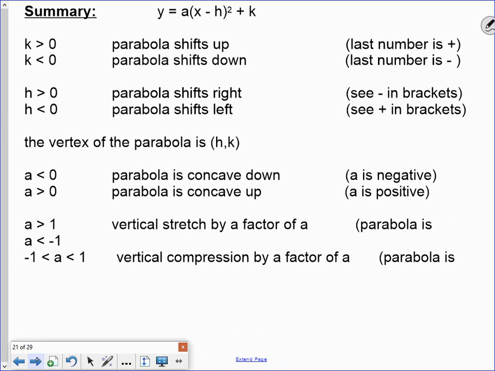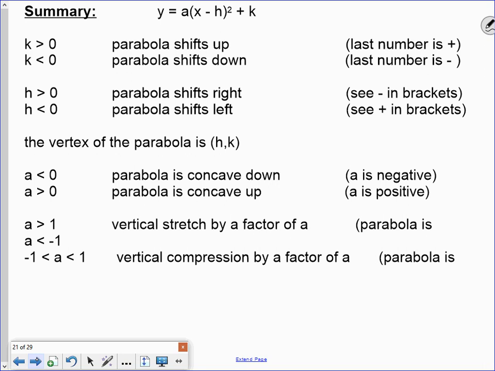So a quick summary. K shifts the parabola up or down, depending on whether it's positive or negative. H, this number that appears in the brackets, shifts it either right or left, depending on whether it's positive or negative. H and K together determine the vertex of the parabola. It's always (h, k). If a is less than 0, our parabola is concave down. If a is positive, our parabola is concave up. And if the number we see in terms of a is bigger than 1, we see a vertical stretch by a factor of whatever a is.